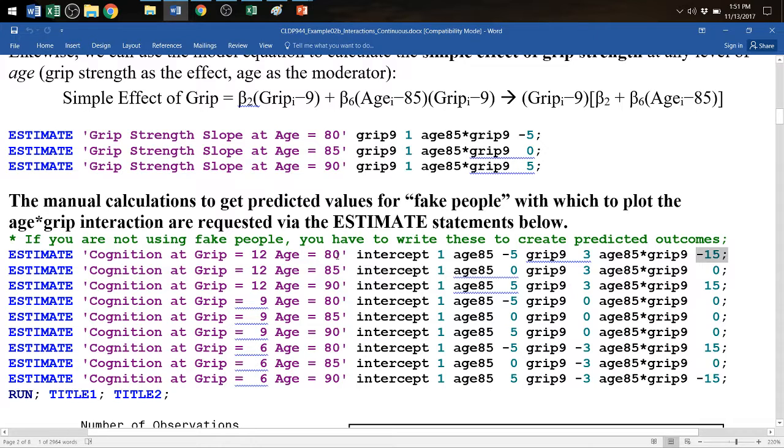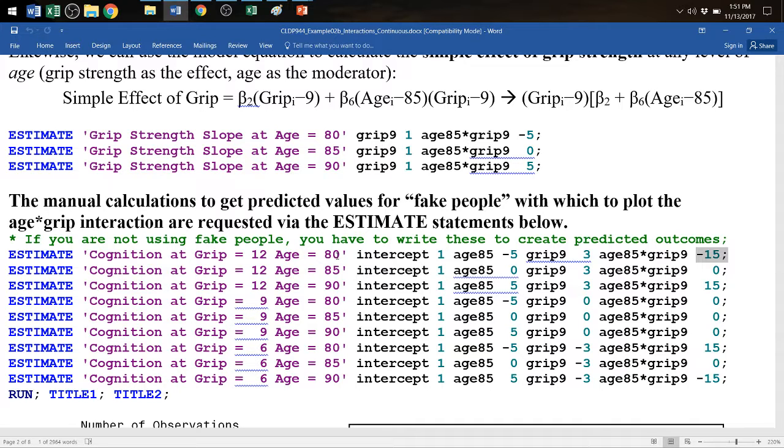Note that these sentences here, these estimate statements, do not include my other predictors. They don't include gender and they don't include dementia group, which means these predicted values are specific to what for them? Males without dementia, 0, 0.